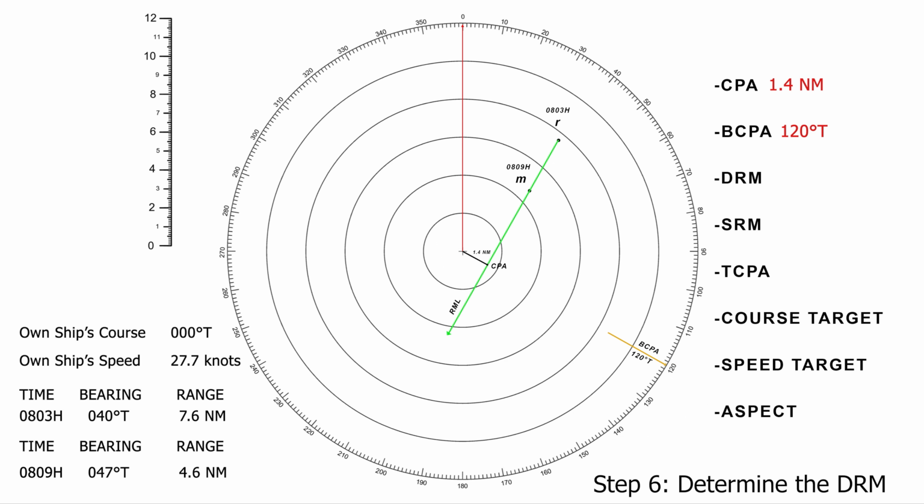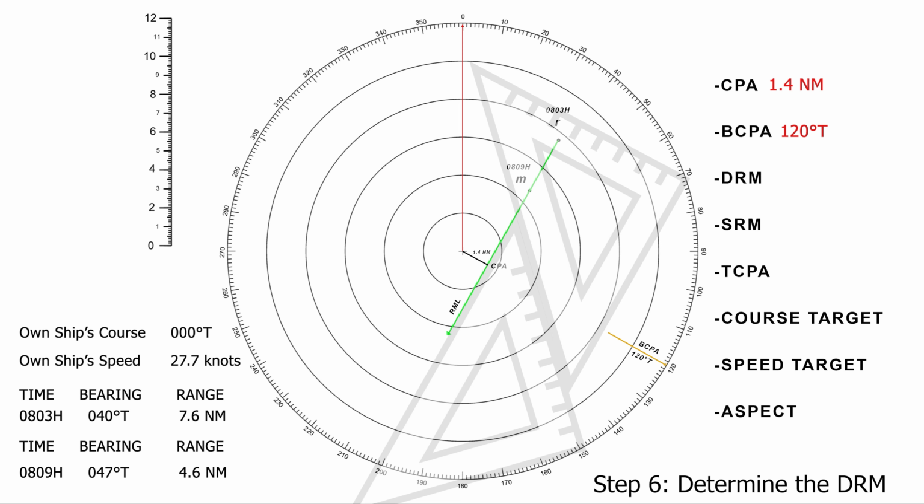Step 6. Determine the DRM, or direction of relative motion. First, use a pair of triangles or a parallel ruler.